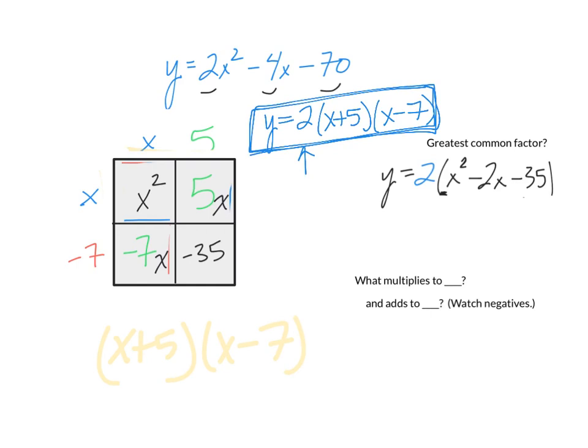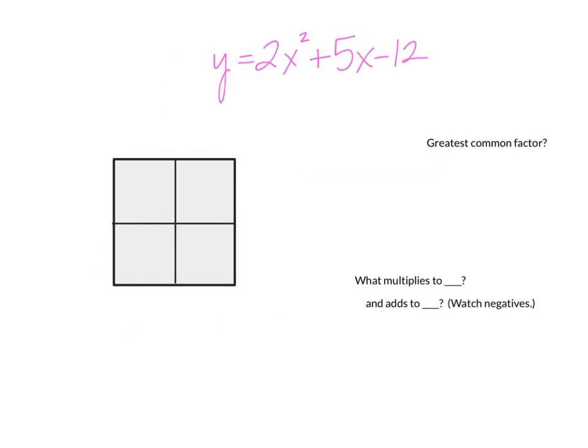Now let's take a look at an area model where I need to factor when the leading coefficient is not a 1. There's no greatest common factor here, and when we look for what multiplies, we're not just looking at the last term, but we actually look at the product of the last term and the first term. So what multiplies to 2 times negative 12, or negative 24, and what adds to the middle term, which is a 5.